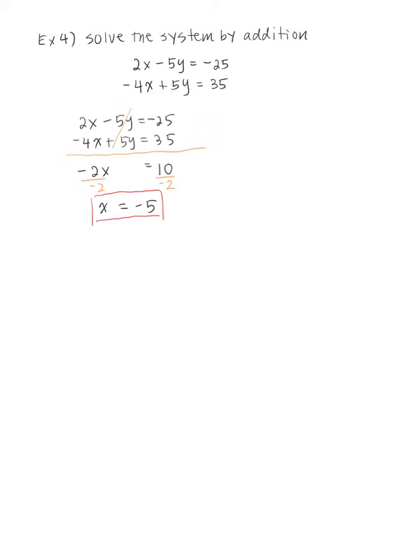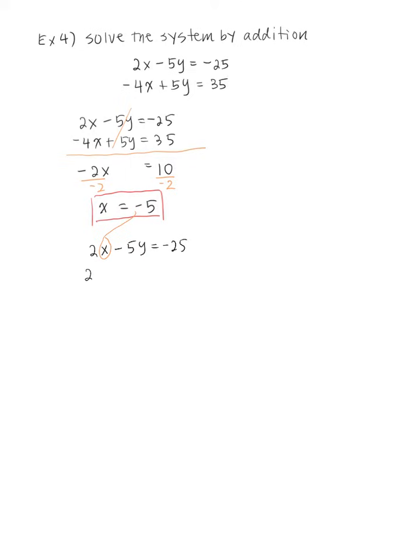Now step 5, we're going to back substitute this value into either of the given equations. You can take the first equation or the second equation. Since we already have an x value, we're going to find the corresponding y value. Let me take the first equation, it doesn't matter which one you take, which is 2x minus 5y equals negative 25. Now let me replace x with negative 5 into here.